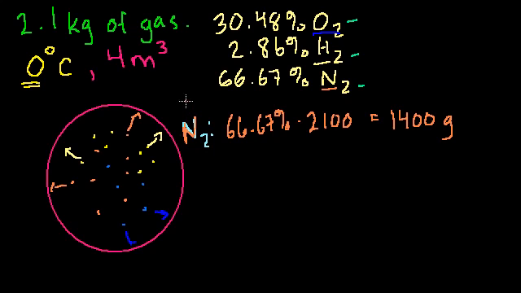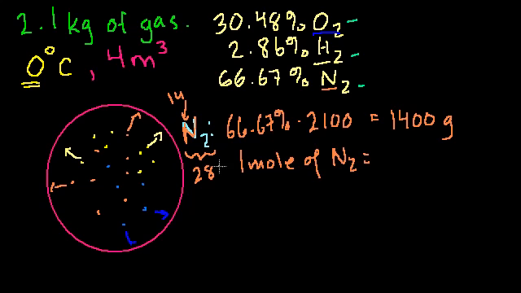Now what's the molar mass of this nitrogen molecule? Well, we know that the atomic mass of nitrogen is 14. So this molecule has 2 nitrogens. So its atomic mass is 28. So one of these molecules will have a mass of 28 atomic mass units, or 1 mole of N2 would have a mass of 28 grams. So 1 mole is 28 grams. We have 1,400 grams, so we say grams per mole.